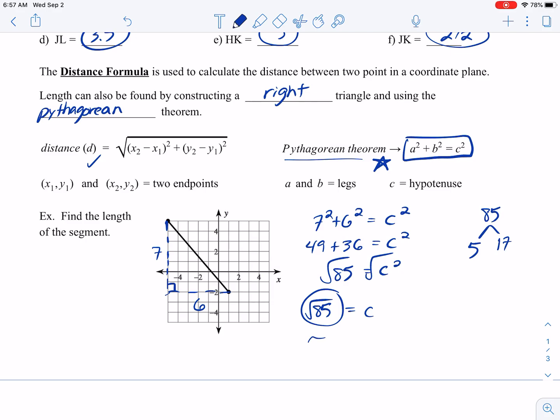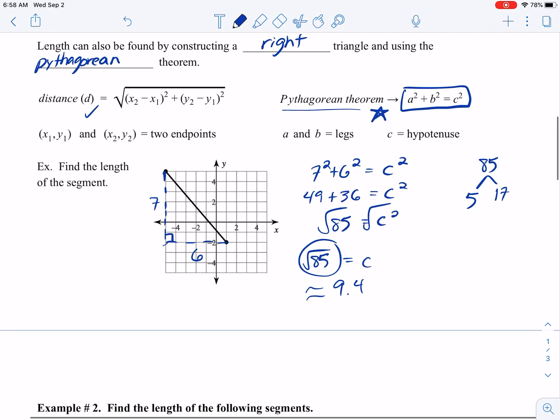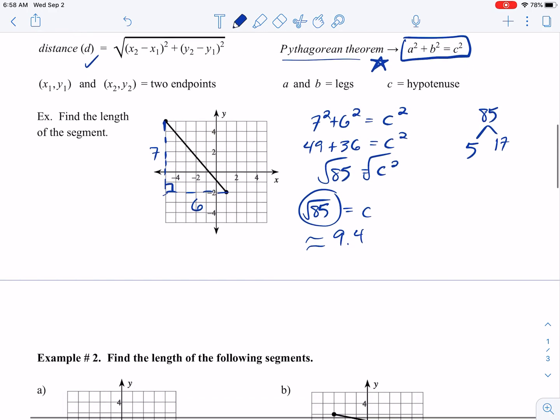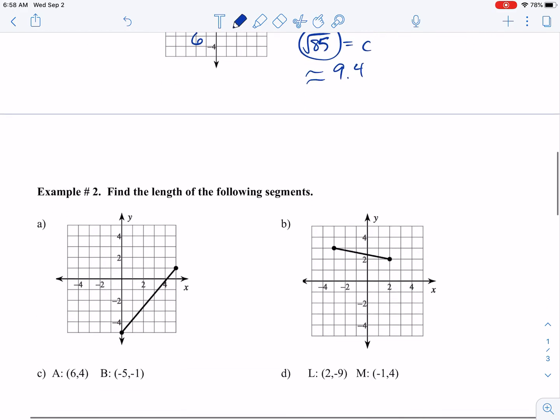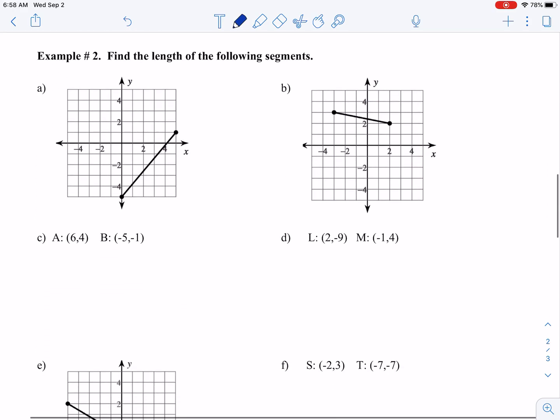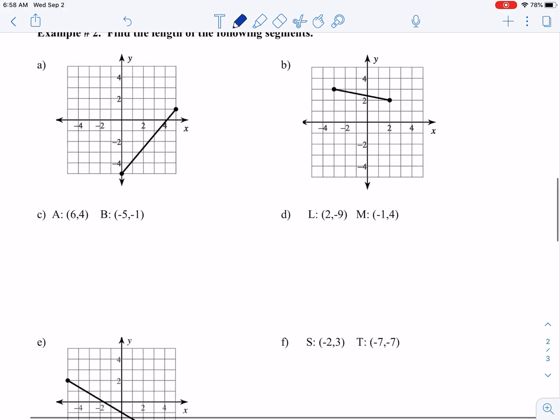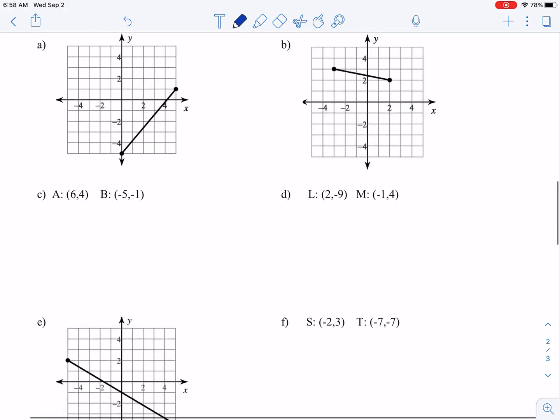If you wanted that as an exact decimal, you could punch that into your calculator. It would be like 9.4. Might be off by a tenth, but a little bit above 9. If the directions say leave as a radical, then leave your answer as a square root of 85. That's your radical symbol. Okay, let's practice some more on the back page. Flip it over. Let's try one more together. Let's try A, then I'll let you try B, and we'll introduce the distance formula for C, D, and F.